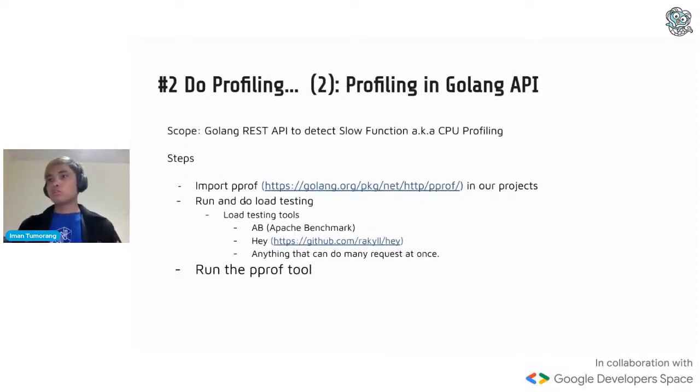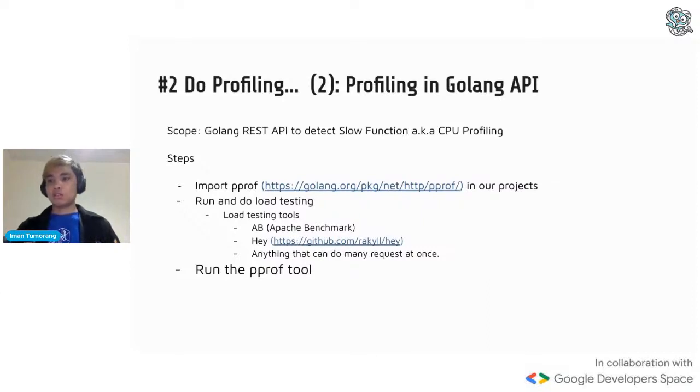So for the Golang API case, the first step to do profiling is to import the library. The pprof is a built-in library that Golang provides. The second step is to run the application and then do the load testing. For load testing tools, you can use Apache Benchmark or ab, or Hey. I usually use Hey, or maybe you can use any load testing tool, like Gatling or JMeter.